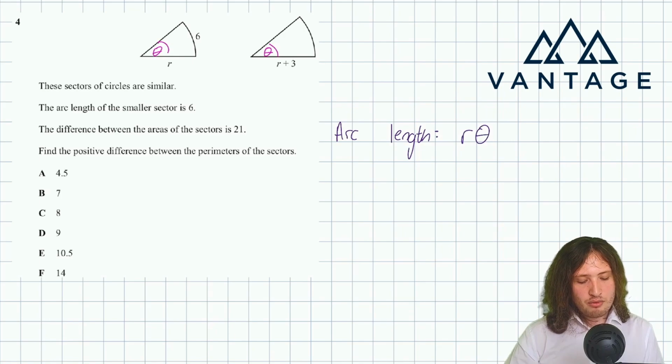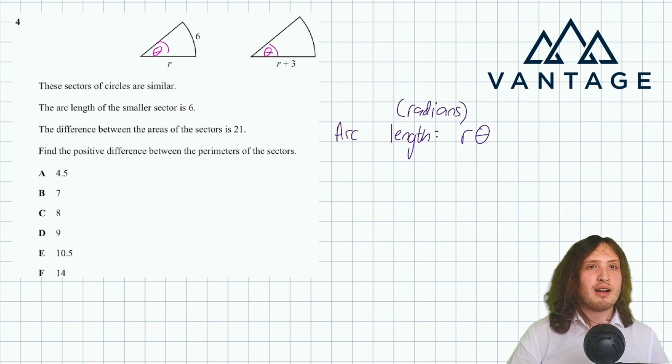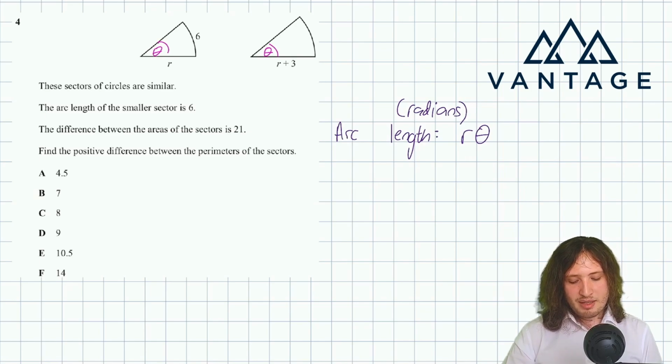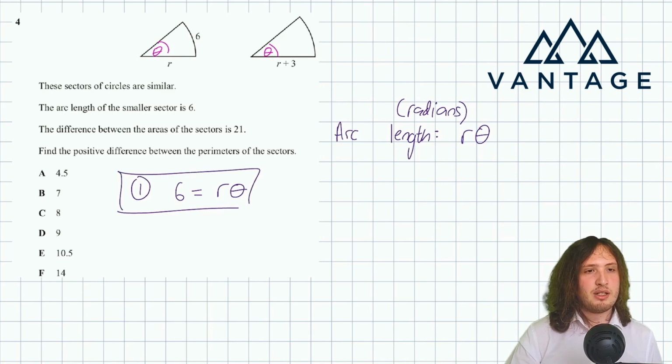We may as well use the radians system because then the formula is nicer. So in radians, the arc length is going to be r theta. You must memorize that because there's no formula booklet for the TMUA. So from that, we learn the arc length of 6 is equal to r theta. So that's one equation, and it's a very simple one too.